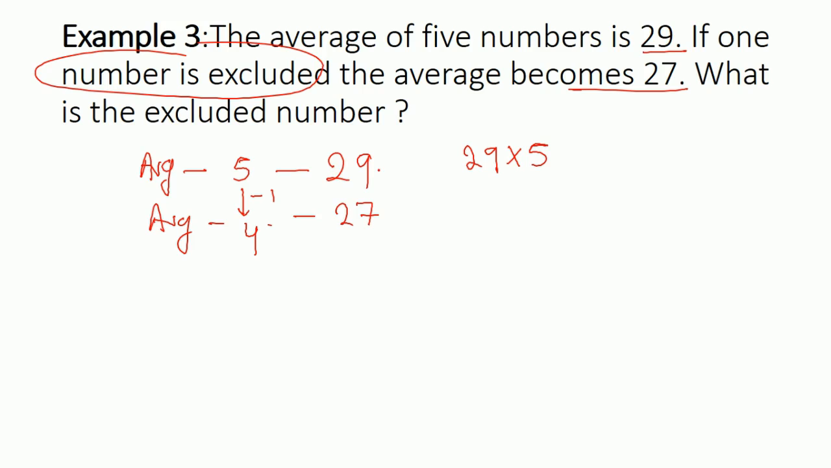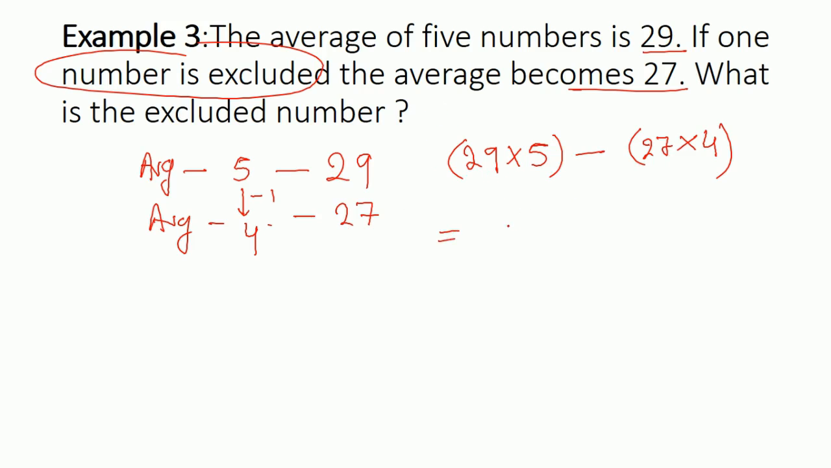Average of 5 numbers is 29. So if you add all the numbers together, it will give you the value of 29 into 5. That's going to give you the total of the numbers added. Minus, if you simply do 27 into 4. Now in this case 27 is the average of the rest of the 4 numbers, so the total of those will be 27 into 4. From there you are going to get the value, and that value is the number which is excluded, right?